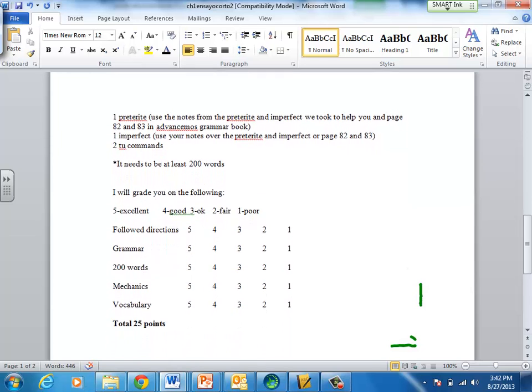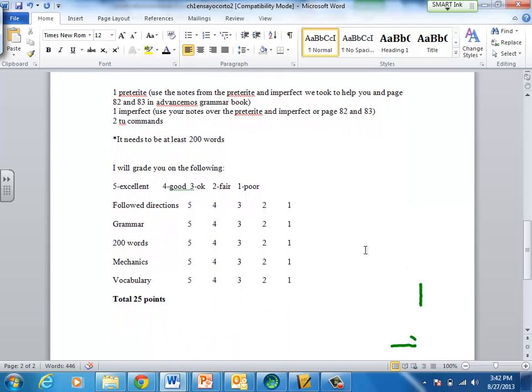And also, you're going to use a preterite tense, notes from the preterite and the imperfect we took in class. And you can also use pages 82 and 83 in your Avancemos book. One imperfect verb and 2 commands. Okay, and I'm going to grade it on these following points: grammar, 200 words, mechanics, and vocabulary.